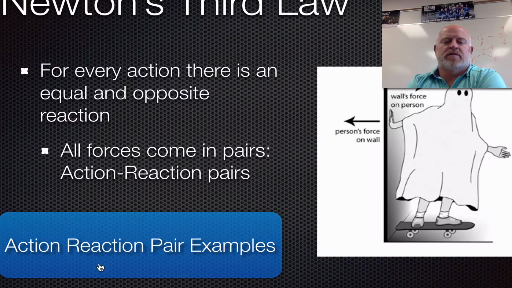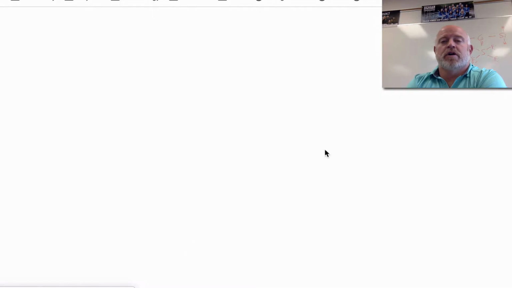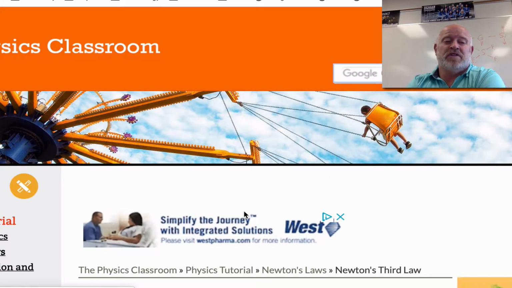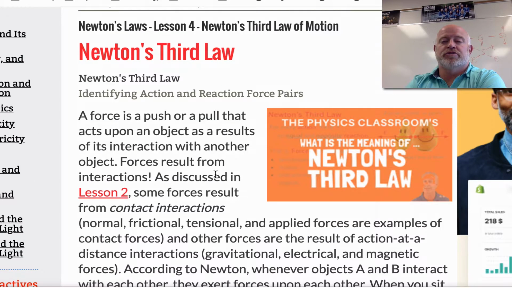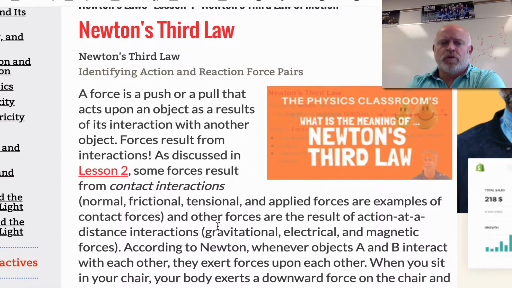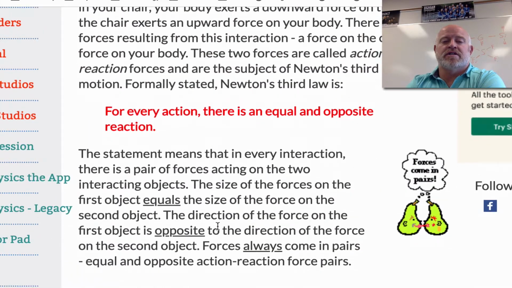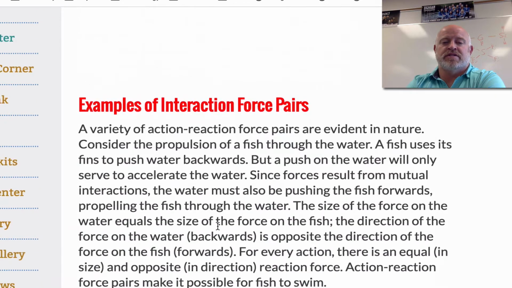Let's take a look at some action-reaction pair examples. We're going to go to this little website called the Physics Classroom. They do a pretty good job of explaining things at the high school level. So if you're ever looking at getting some extra help, the Physics Classroom is a good place to go. So Newton's third law: we know that if you have an action, there has to be a reaction. Let's take a look at some examples of those things happening.